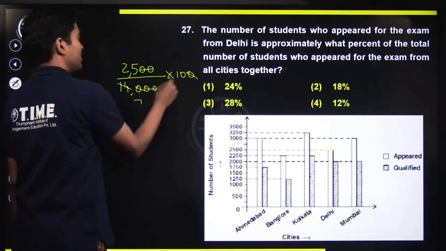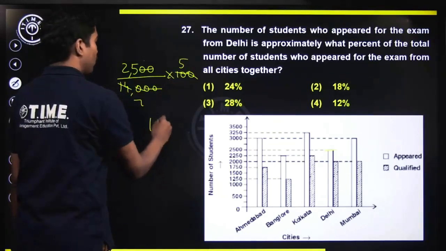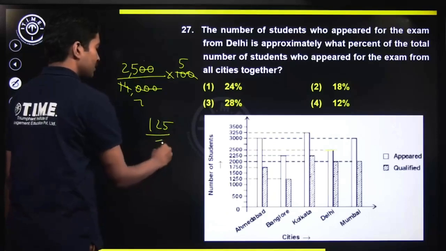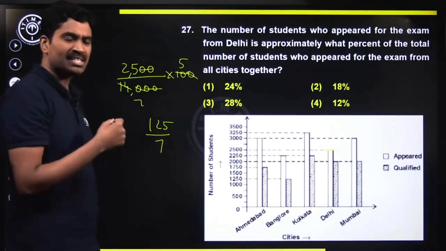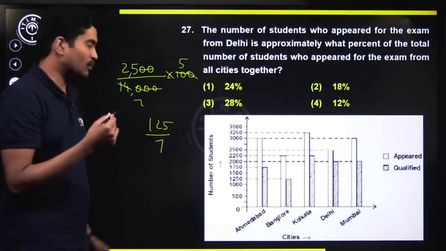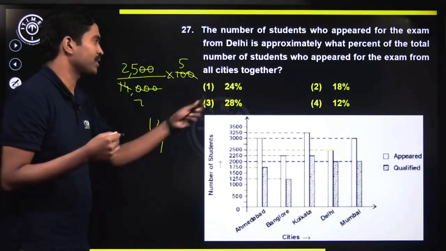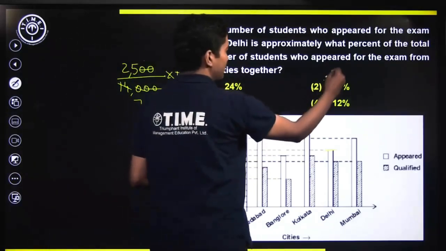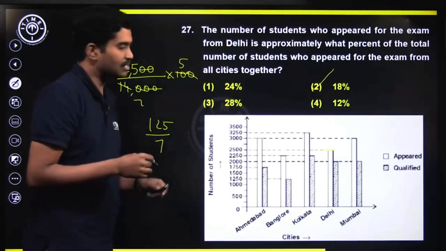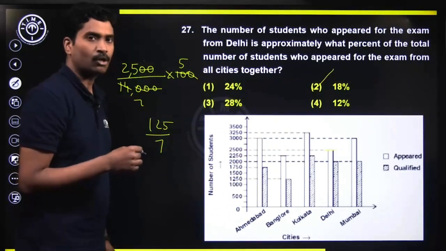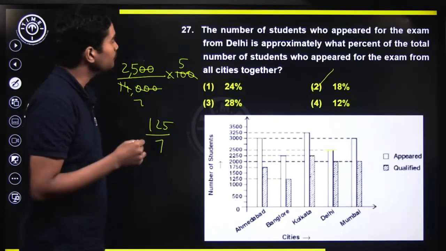What do we have? We have 125 by 7, right? 126 by 7 is 18, 7 18s are 126, we know that. So this will be slightly 17 point something. From all the options, I can see only option 2 comes close. It's rounded off. So let's go with option 2, 18%.